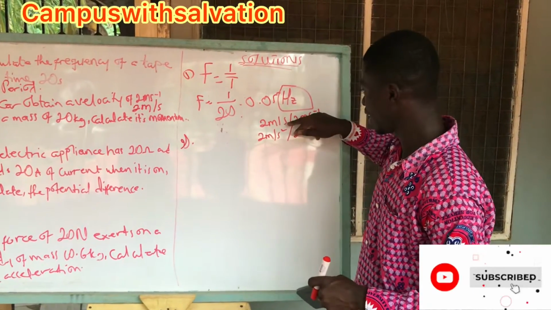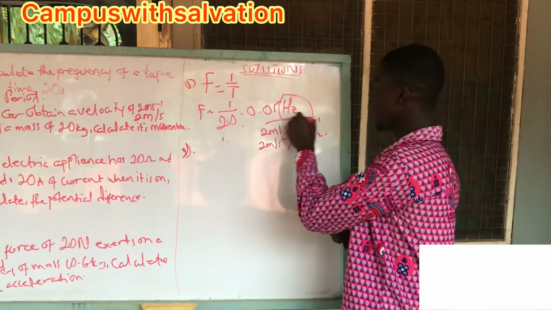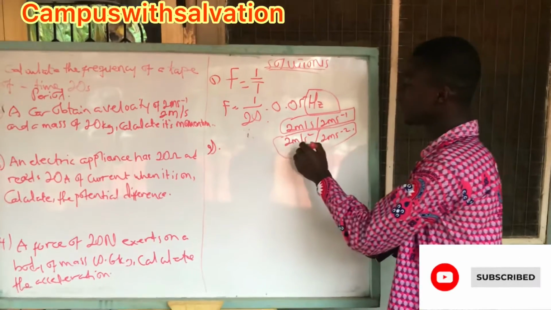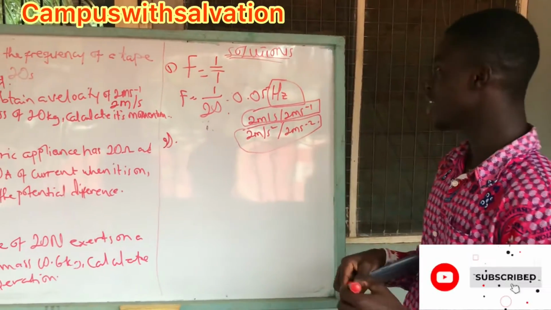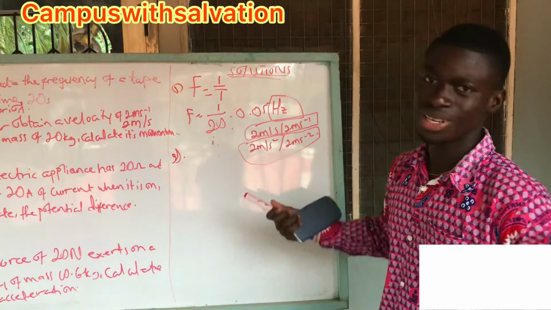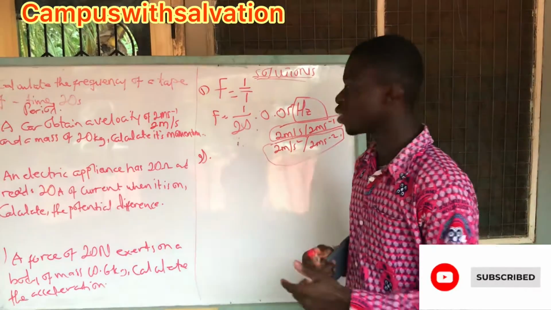This one is the velocity of an object, velocity. And this one is an acceleration. That's the unit for acceleration, meters per second square. So take note of it so that you won't interchange them. And if you interchange them, you know the effects you are going to cause.